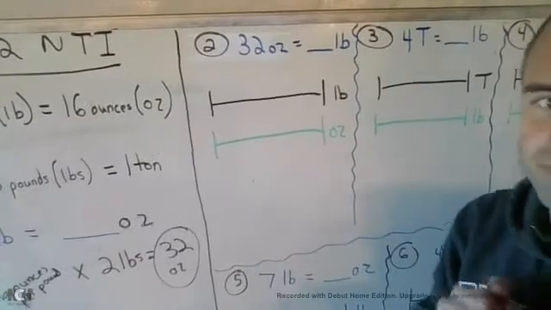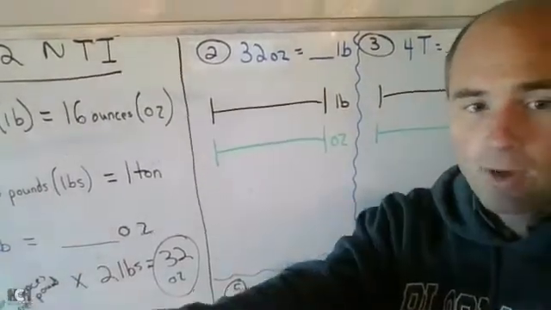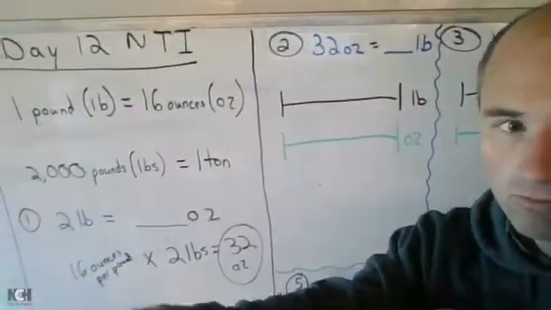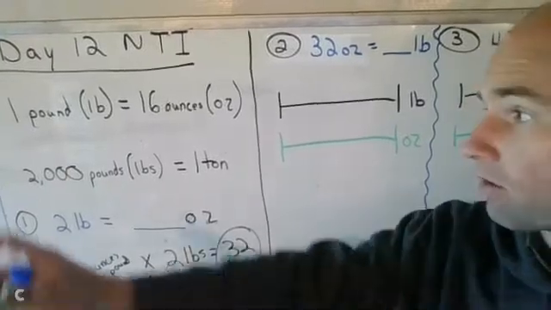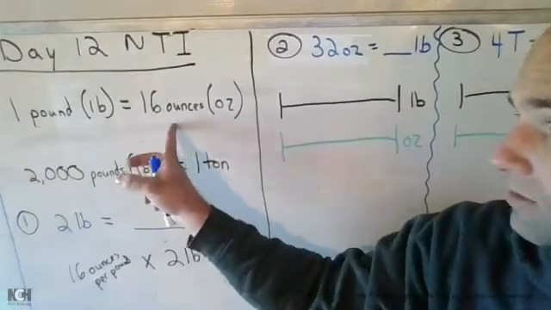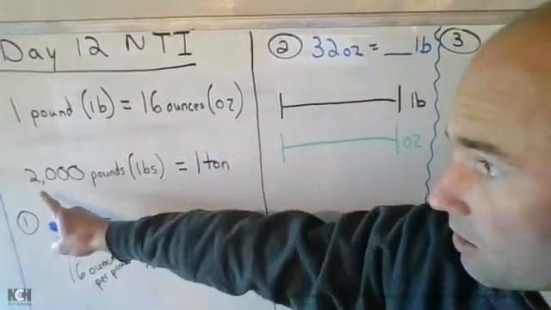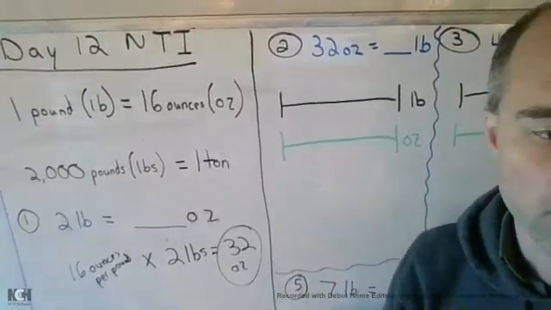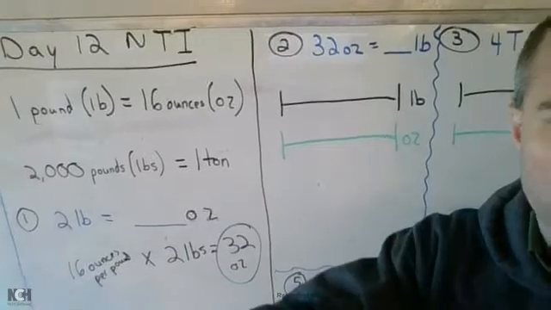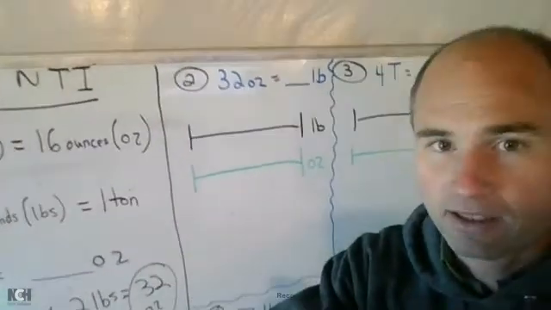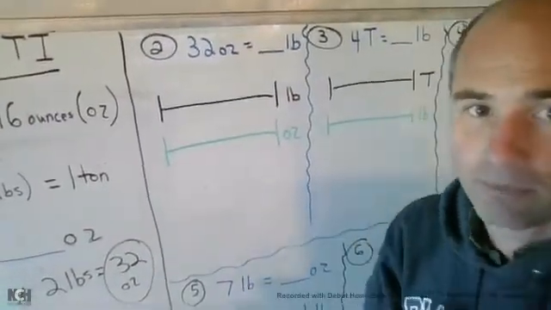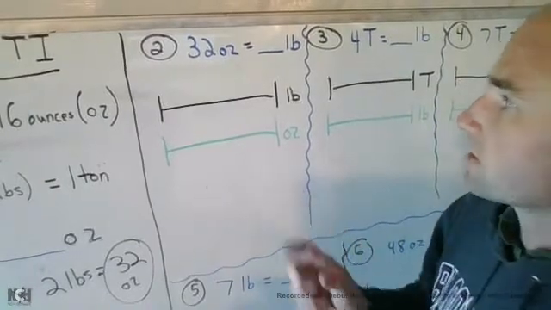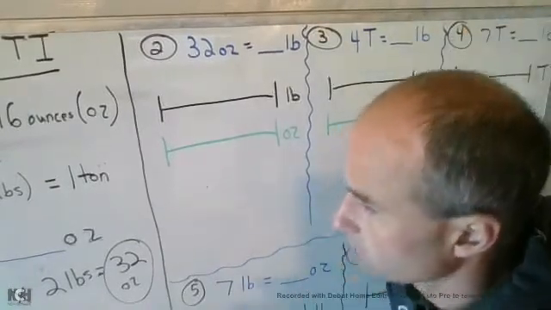There we go. Okay, I think this is a good spot. If you have not recorded that information down, that 1 pound is 16 ounces and 2,000 pounds is 1 ton, please make sure you do that. It'll make it a lot harder if you don't have that chart made up. All right, so 32 ounces equals how many pounds?